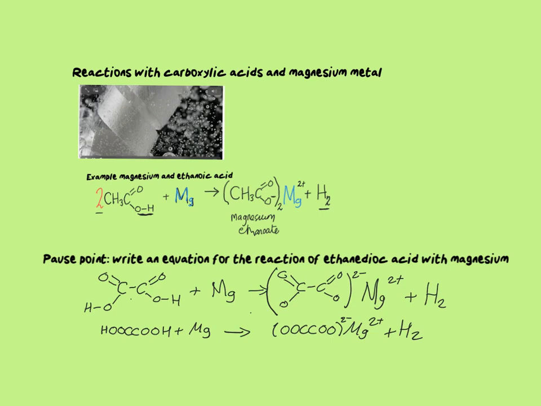Well done. Because ethanedioic acid is a dibasic acid, it reacts with 1 mole of magnesium, releasing its 2 protons to form 1 mole of hydrogen gas, and the salt magnesium ethanedioate.